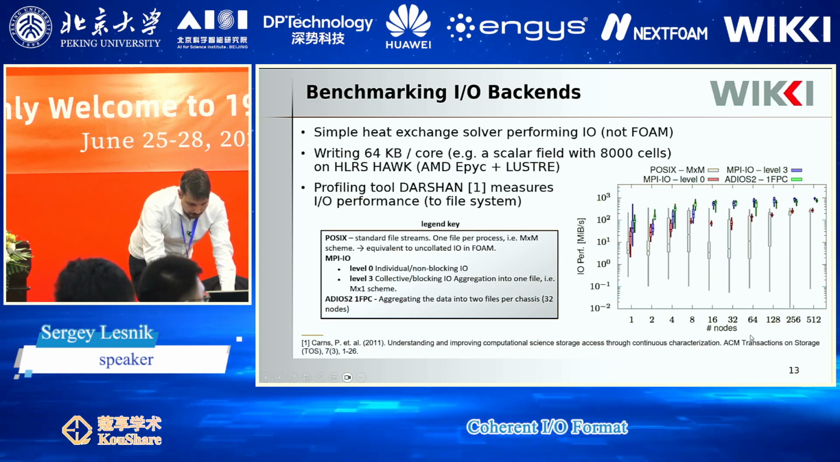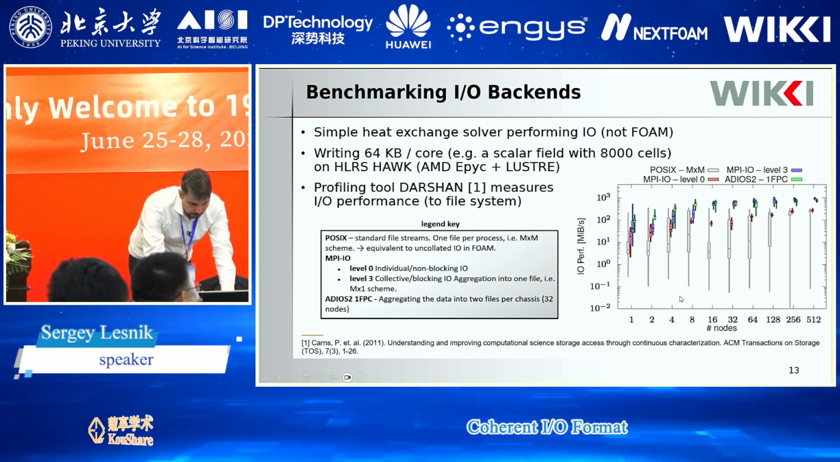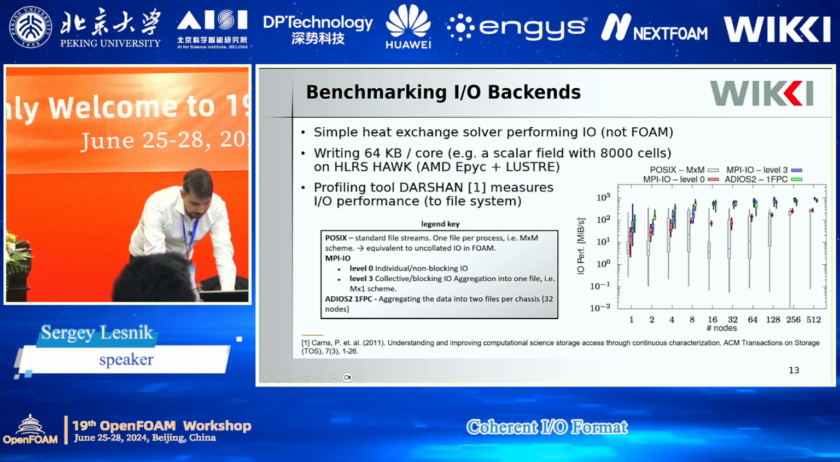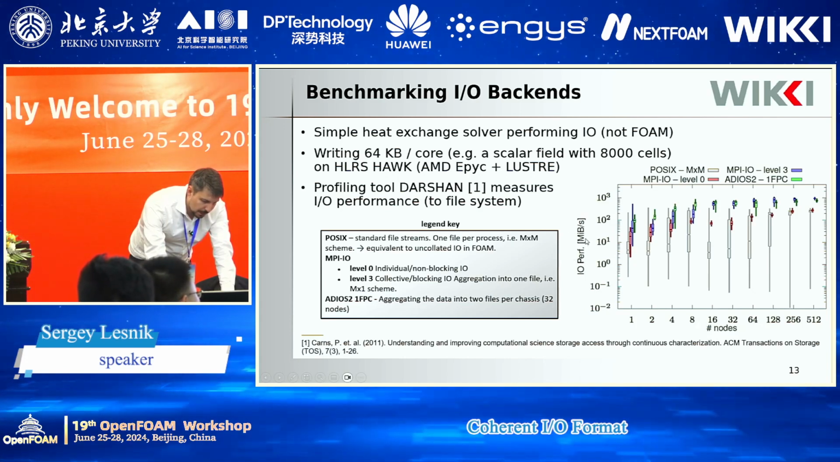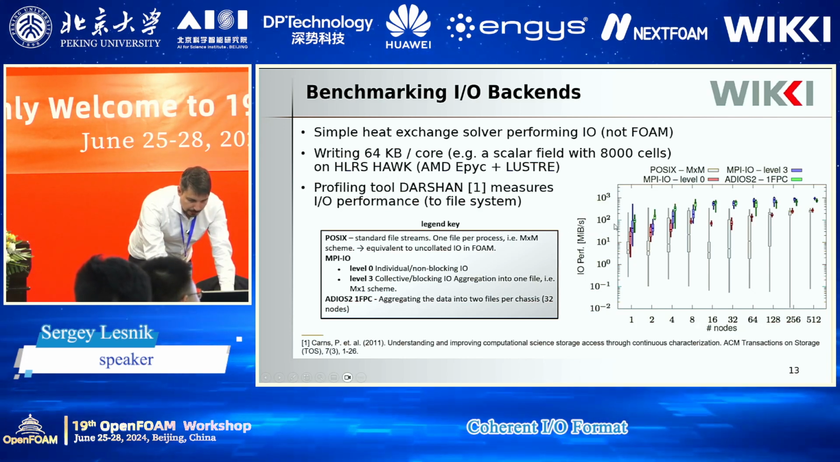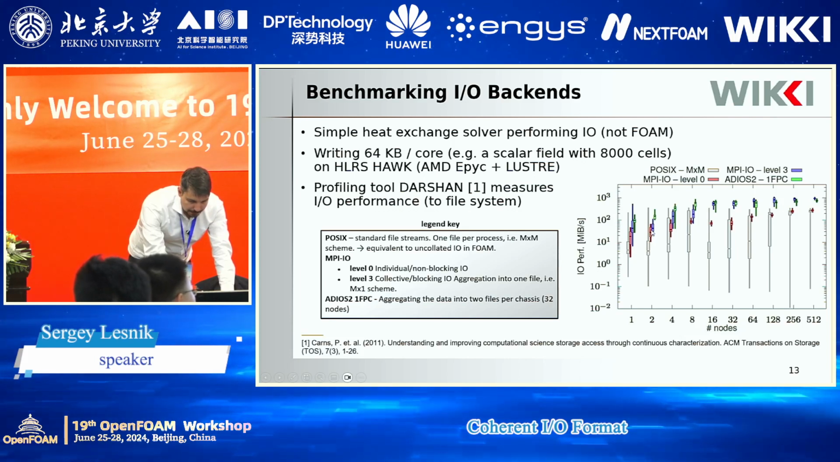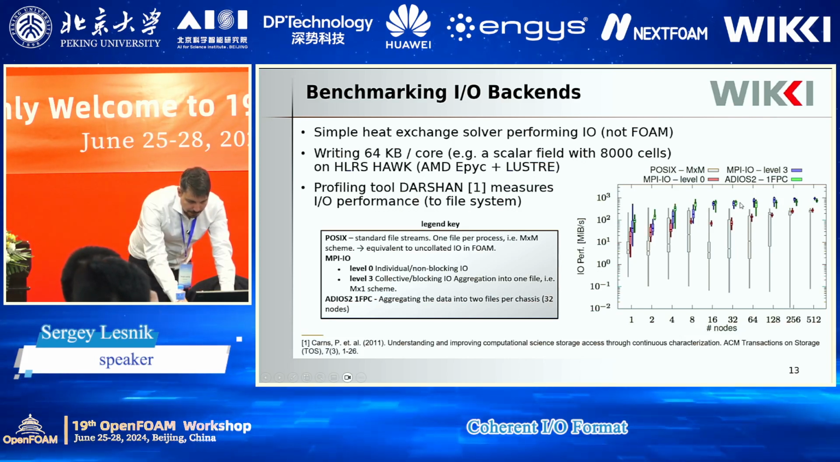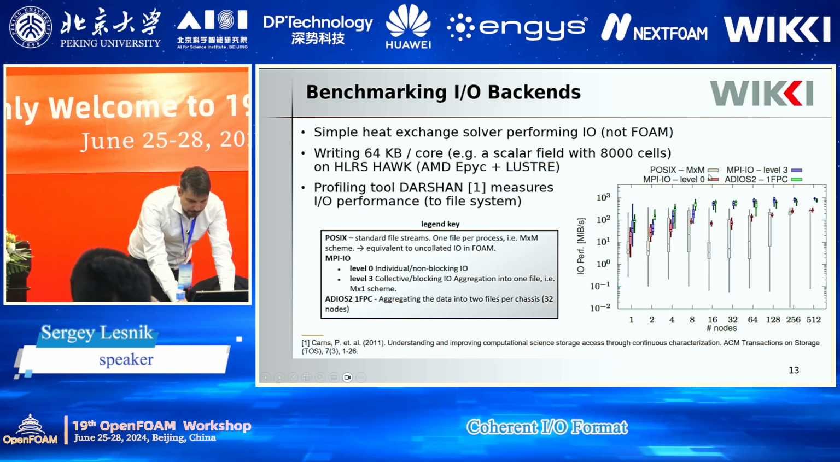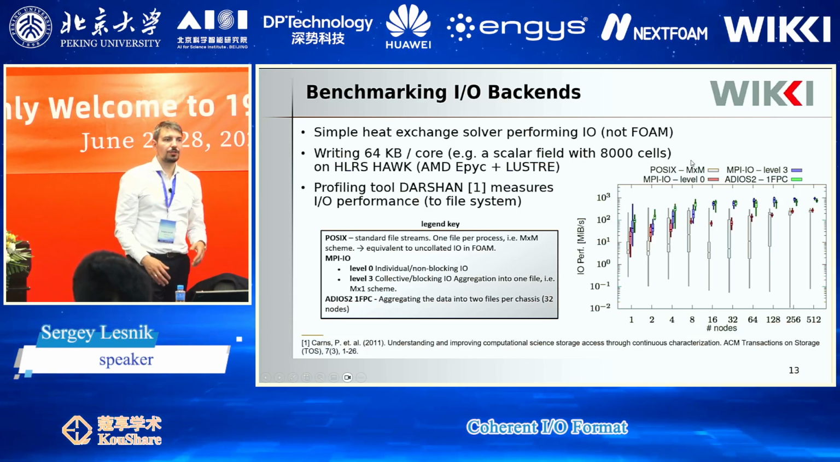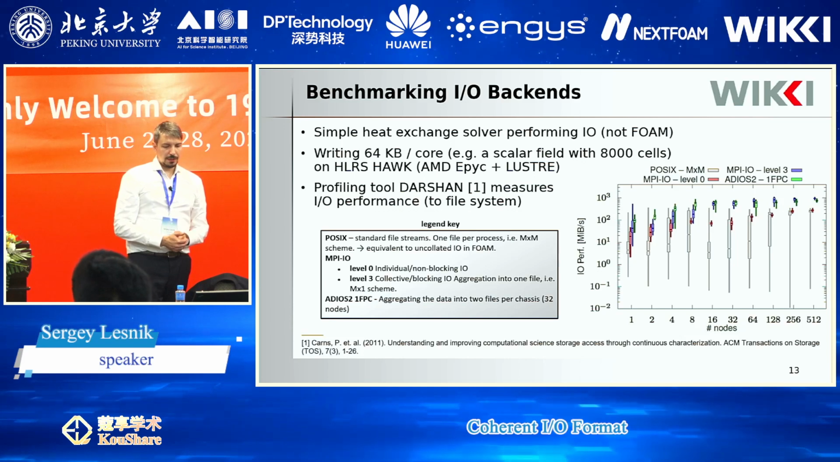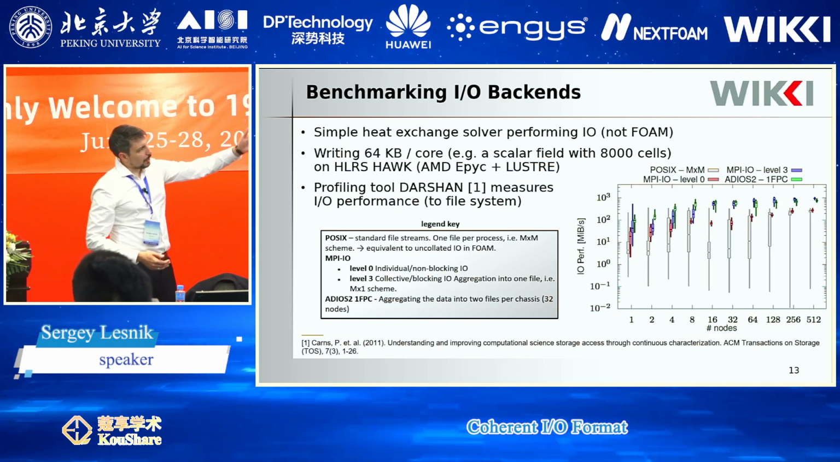And on the x-axis, that's the number of nodes. And the I/O performance, measured in maybe bits per second, is on the y-axis. And as you can see here, there is POSIX. So POSIX is basically the uncollated format, the legacy format in binary. And you see this huge spread, right?